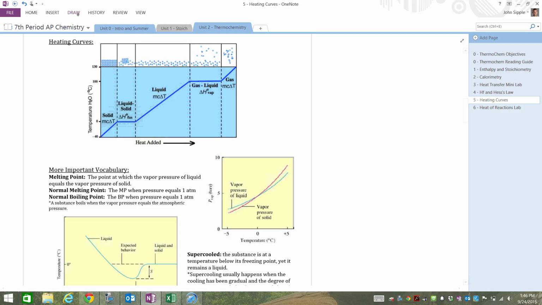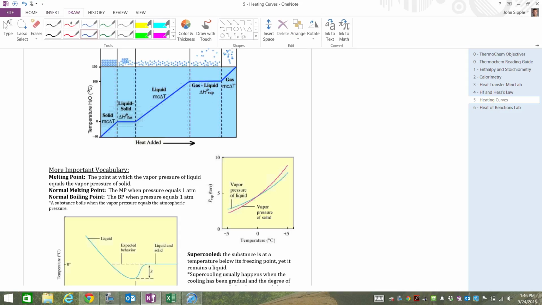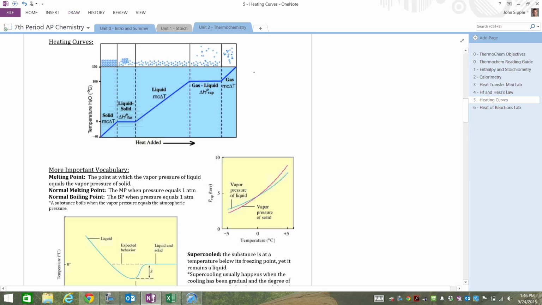Now something to take note of here: if we are calculating on this graph from negative 40 degrees all the way up to 130 degrees, in order to calculate the total amount of heat, we would have to do 1, 2, 3, 4, 5 total calculations to find the heat associated with that.